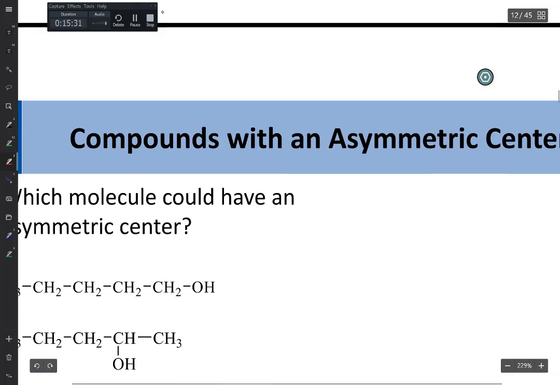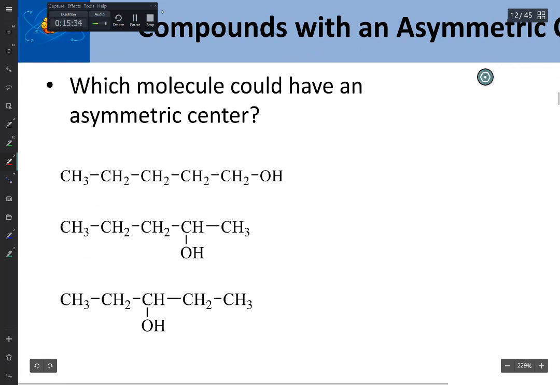Great. Good. All right, so which one could have or has an asymmetric center? And then identify.